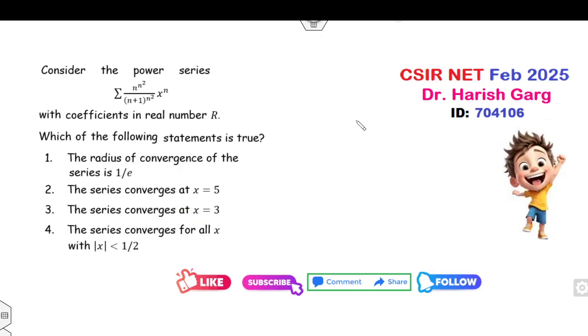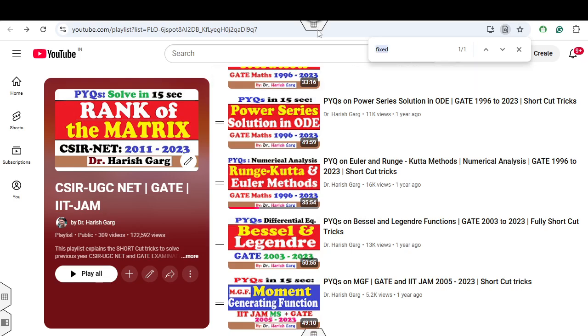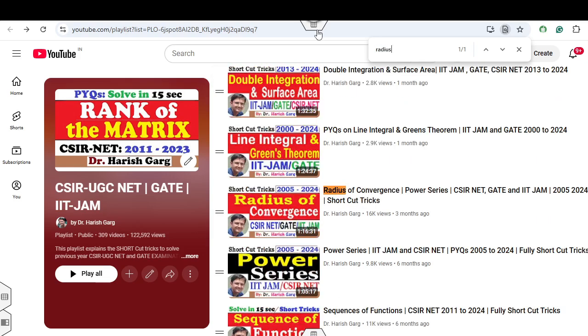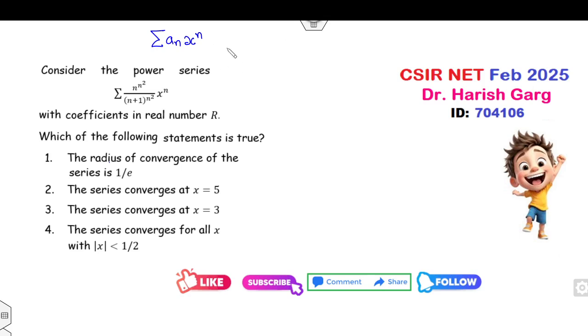Okay, look at this another one. Consider the power series with the coefficient of the real number, then the radius of convergence and so on. What is the condition for the radius of convergence? Again, if you watch my lecture on the radius of convergence, fully shortcut tricks are available. You can see the last 19 years papers available for this case. How can you solve that?